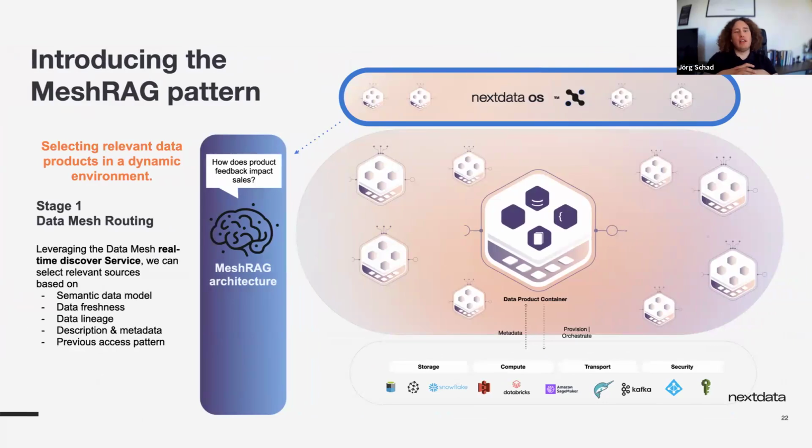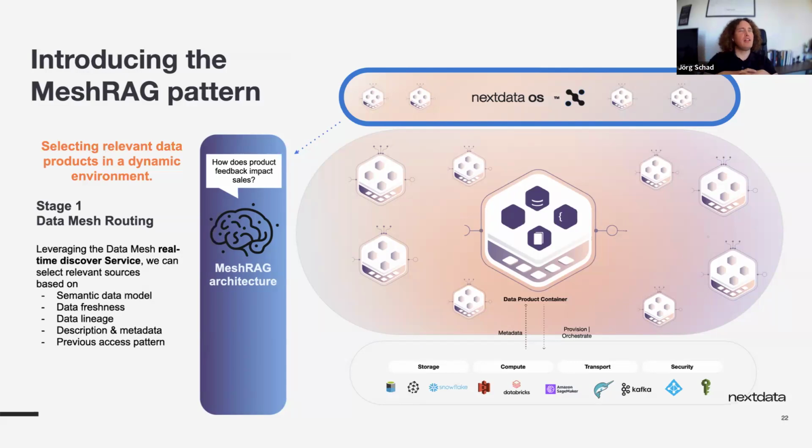So this is introducing the MeshRAG pattern. At the first step in MeshRAG, we want to select the relevant data sources. Again, keep in mind the goal we are trying to solve here is to be able to answer more general questions throughout our data set inside our enterprise. So for example, here's still a very similar question. How does product feedback impact sales? You already see we require data from at least two different domains. There's the customer feedback, and there's the sales domain. So we at least need two very different sets of domain information here.